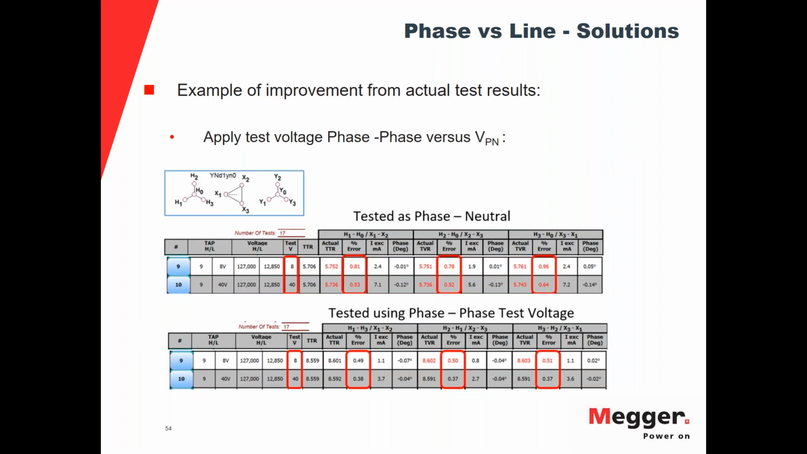And then if we step that voltage up now to 40 volts, we can see now our ratio percent error has dropped even more. So just a comparison of doing phase to neutral or phase voltage test versus a line-to-line test. You can see the difference there. With the increase in voltage, you can see a difference even more.